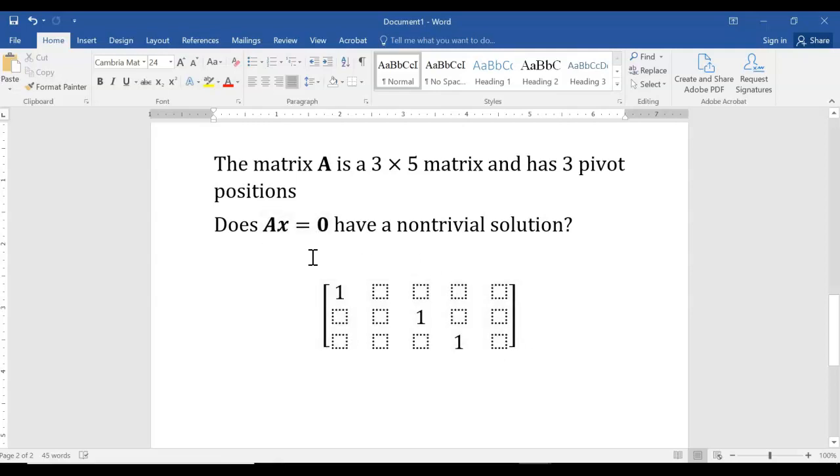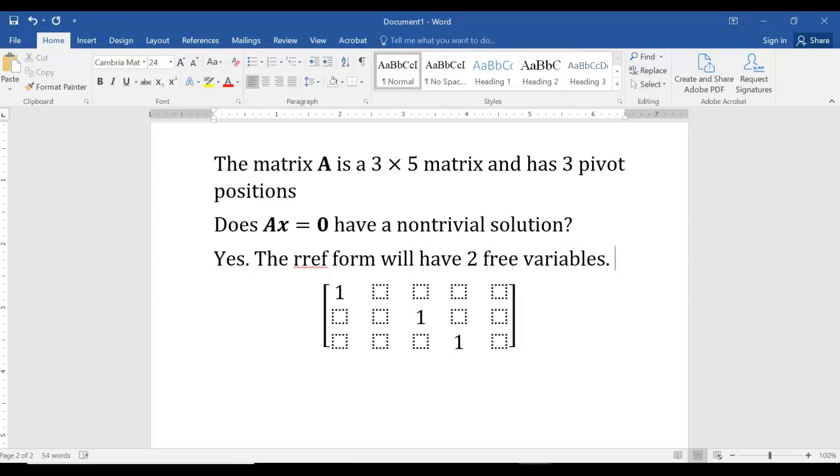So does it have a non-trivial solution? Yes, it has a non-trivial solution. It has infinitely many of them because the matrix will have free variables. The reduced echelon form will have two free variables. Okay, hopefully that makes sense.